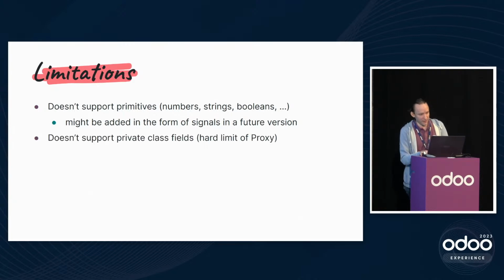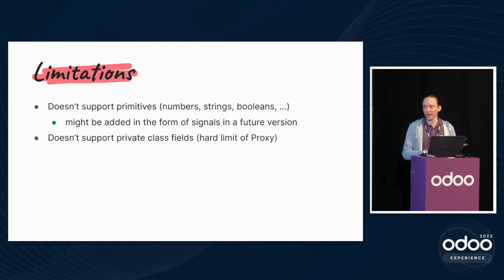The other thing that it doesn't support is private class fields. I've written that this is a hard limit of proxy. Technically, you can have proxies of objects that have private class fields, but that means that you need to do some special proxying for object methods, and the methods cannot be invoked with the reactive object as their this within the method. And it means that if you read anything inside of a method, it couldn't be tracked.